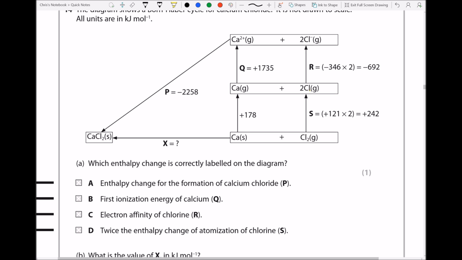You've got Cl2 going to 2Cl. This is twice the enthalpy change because we've got forming 2 Cls. So that one is correct. So that one is D. Okay.